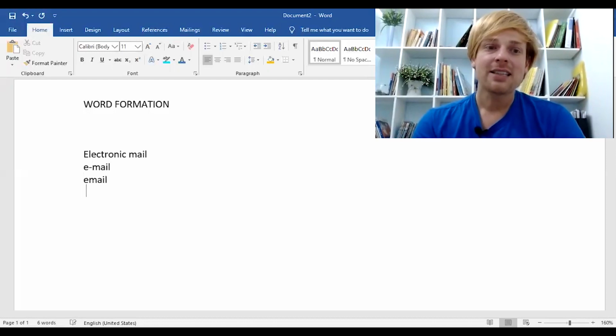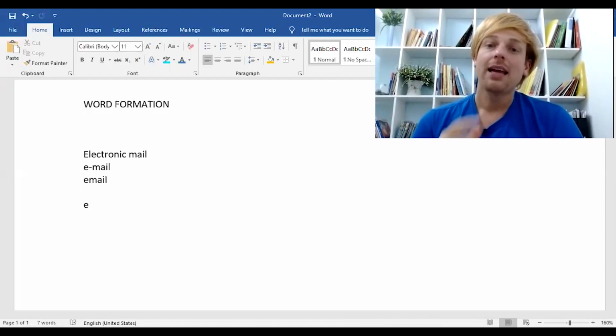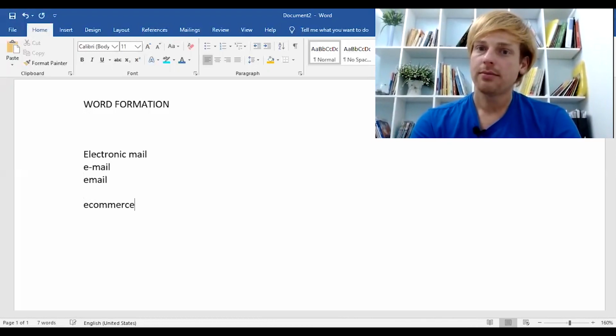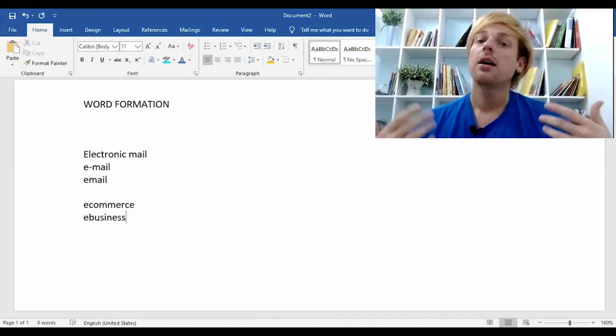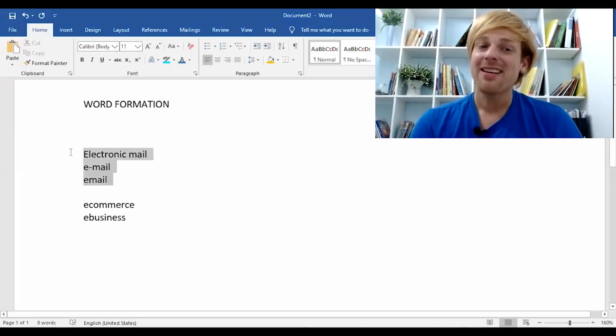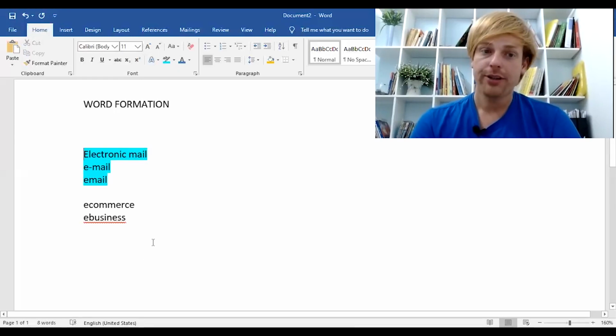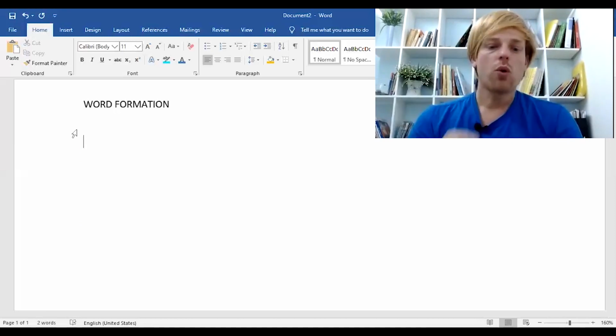And in fact, E is now a prefix for anything electronic, right? Like e-commerce, right? E-business. Okay, that just means on the computer, electronic. So as you can see, I think this is a very good example of word formation. Another example is the word log.